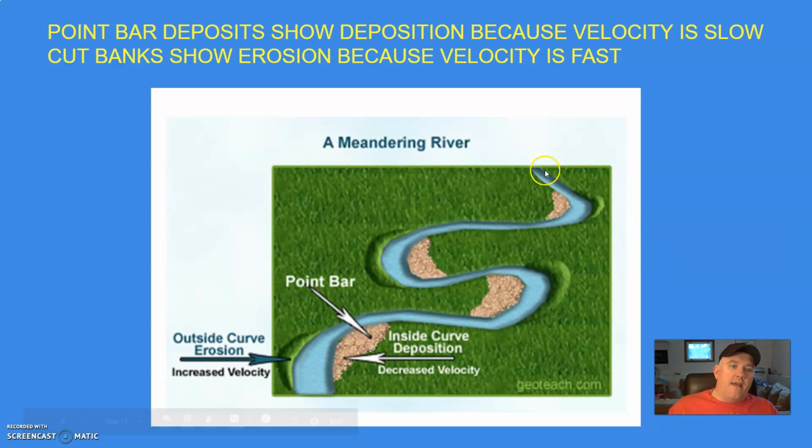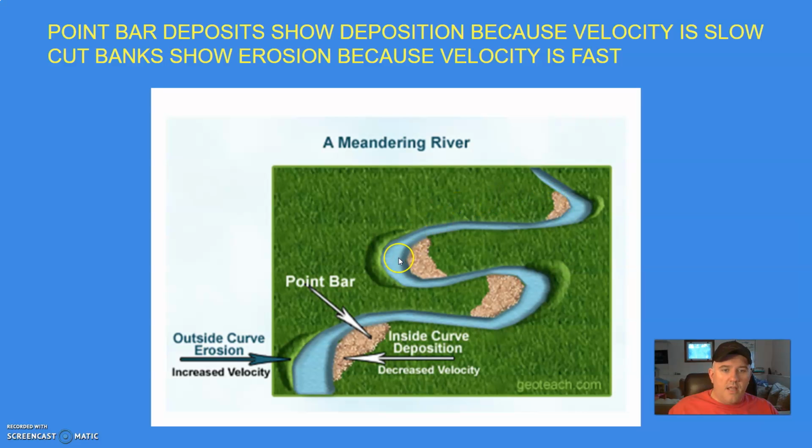So now we get to see that on a larger picture. We can see the stream moving, making a couple turns. Each of the outsides are moving faster, and there's erosion. The inside is where our deposition is happening. The outside here is called a cut bank. The inside is the point bar. So you have erosion on the outside, deposition on the inside.